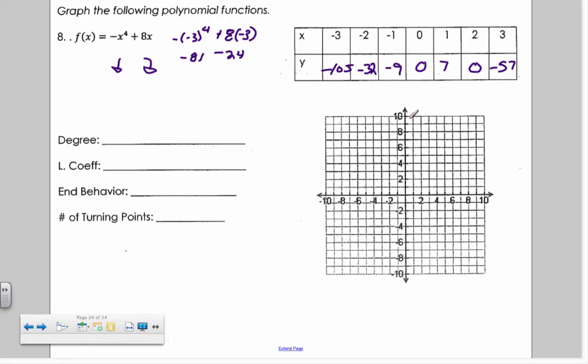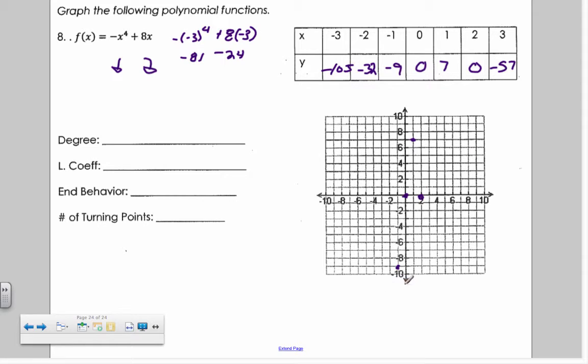So the next part I want to do now that I've found all my values is graph the ones that I can. Obviously, I won't be able to graph (-3, -105) and (-2, -32) on my graph. It doesn't go that low. So I'm going to start with (-1, -9). So (-1, -9) is right here. And then (0, 0). And then (1, 7). (2, 0), and then I can't really do 3.